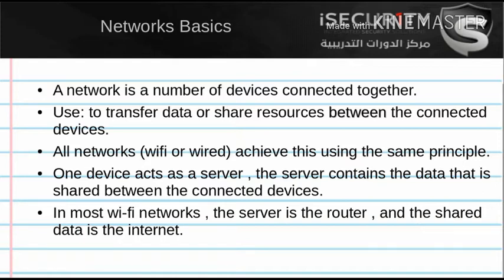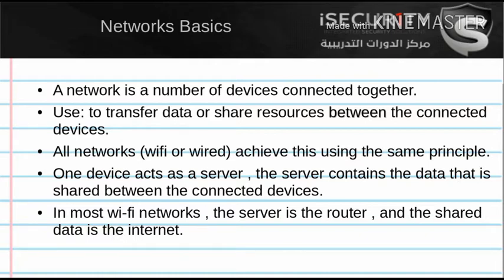It can be, for example, your home network. Usually you use it to just access the internet, which you can look at as a resource or as a source of data. So all networks, Wi-Fi or wired, achieve this sharing of data using the same principle. And that principle is, you need a device that acts as a server, and then all devices communicate with the server. So the server has access to the resource, and all the other devices on the network that are connected to this server, obviously, they can access the data from the server.